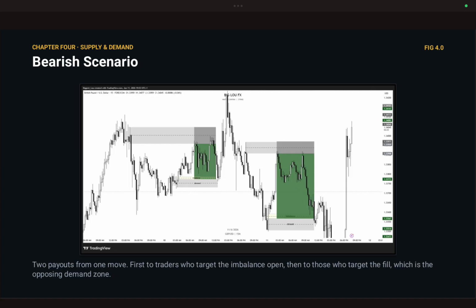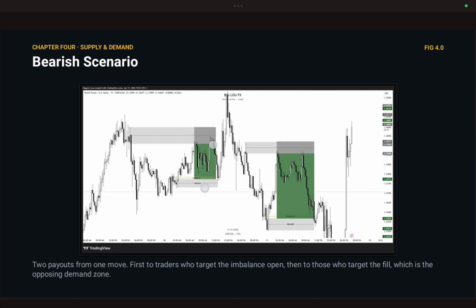All right, let's take a look at it in the market. So you could see this example, 2 paired from one move. First, two traders who target the imbalance open, just like I said, the people targeting the open of the imbalance are going to get paid first. They're going to hit take profit first. Then the next take profit people are people that will target to fill the imbalance, which is the opposing demand zone.